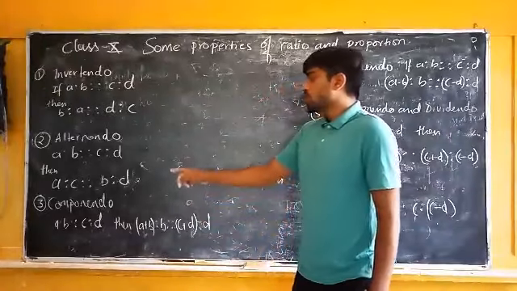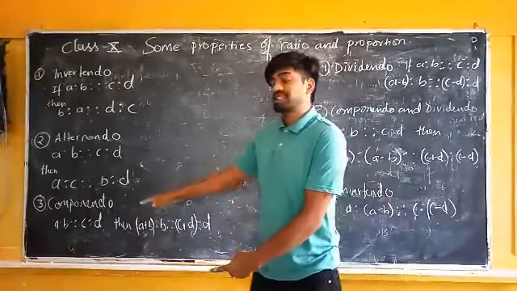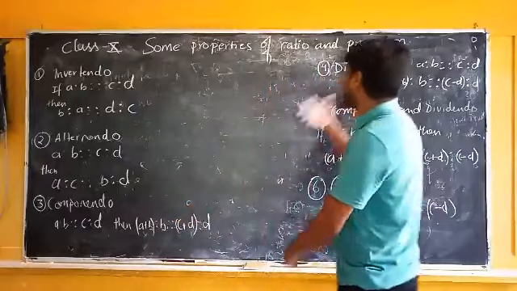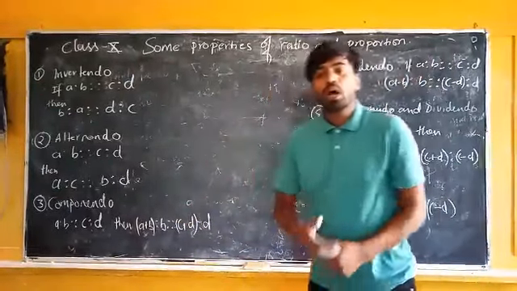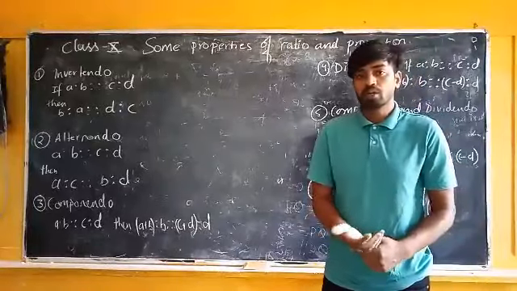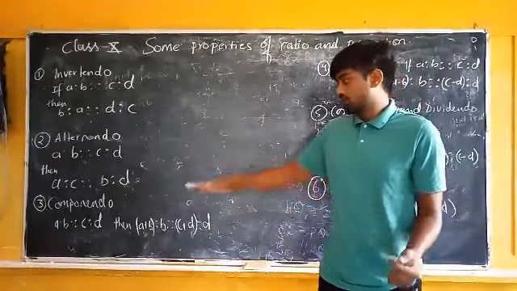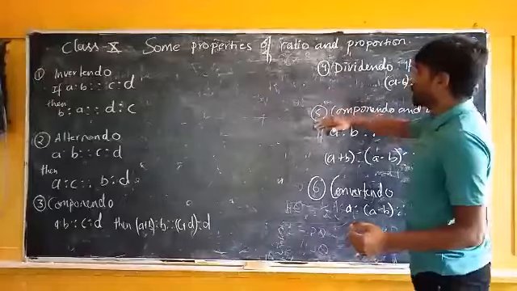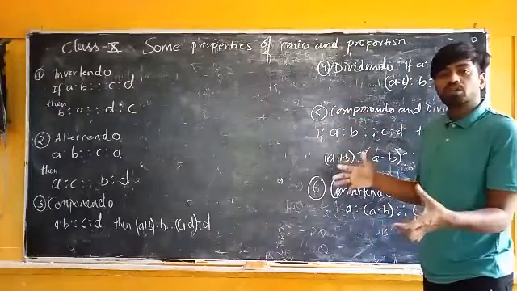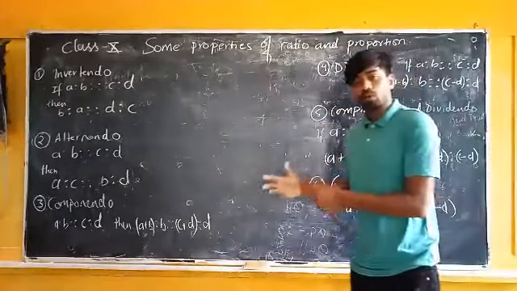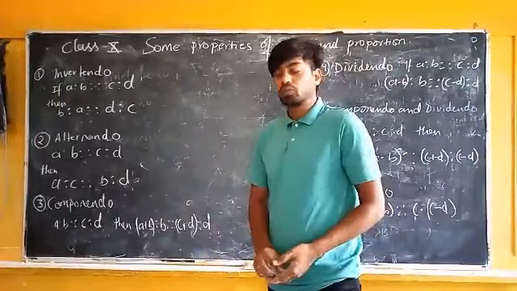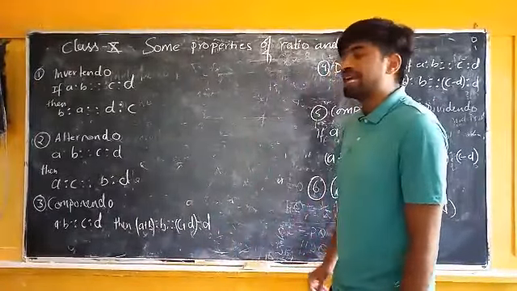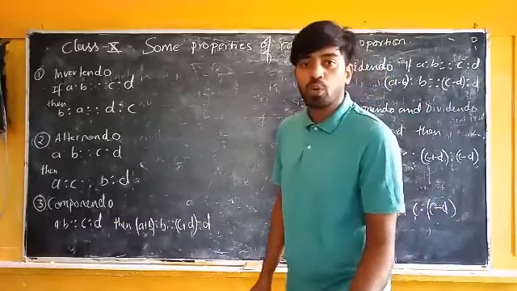The third thing is componendo. The third one and the fourth one, and together the fifth one, are used a lot of times in the exercise we are going to do, more than any other properties. Almost in each and every question that we will be doing, these properties are being used. But let's understand what componendo is.